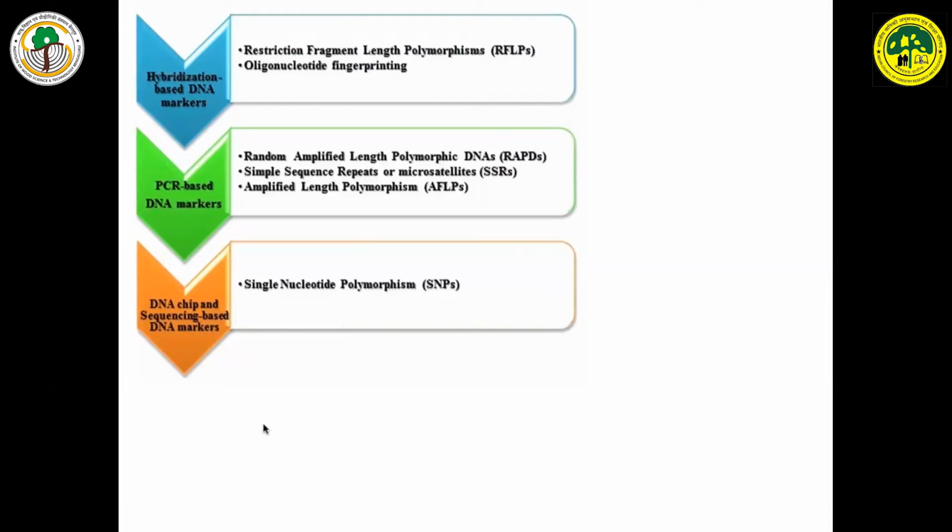So we can develop chip-based sequencing methods and screen as many individuals or populations as we want. This is high throughput, and they are classified based on high-throughput sequencing.